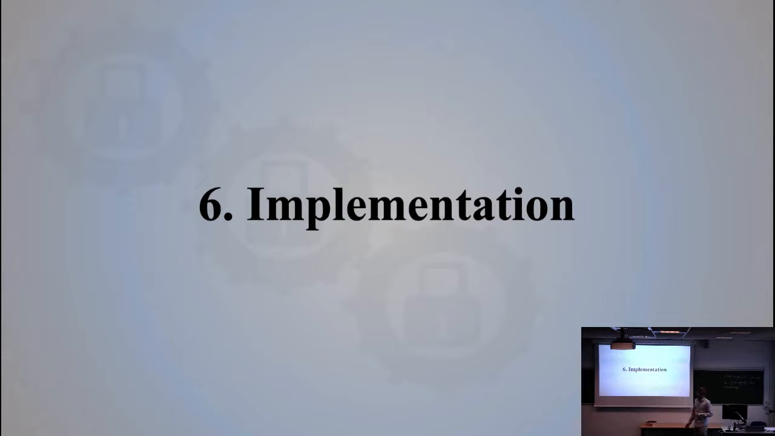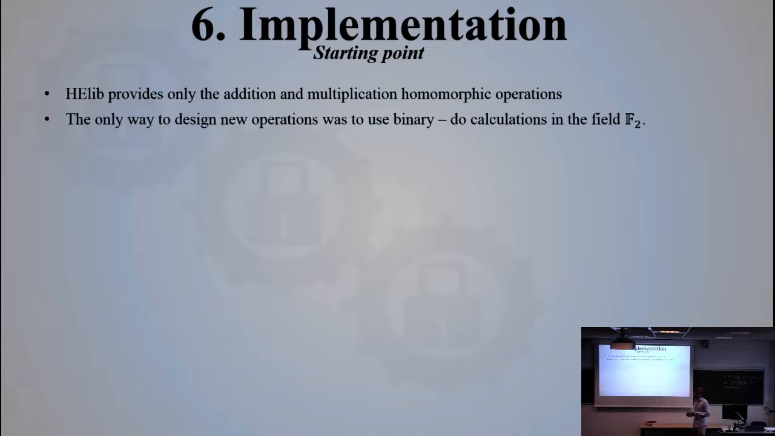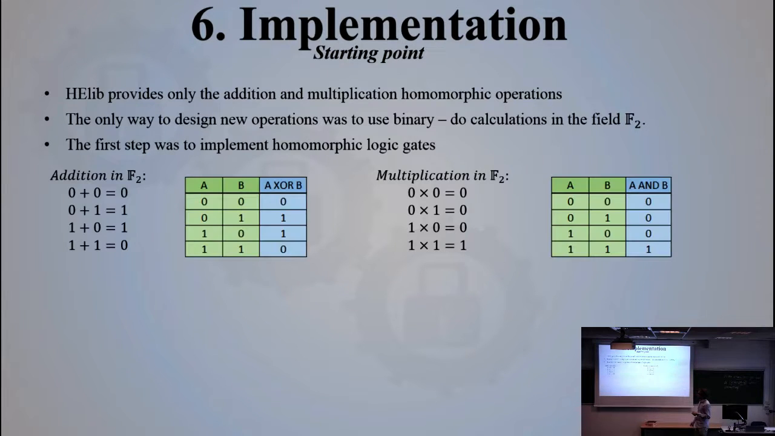Now, the implementation of the project. I will start with where I started, which is using what HElib provides to do logic gates. After a lot of thought, the only way to design your operations was to use binary, so you do calculations in the field F2. This means, as you can see, the addition in F2 matches an XOR gate, while the multiplication matches an AND gate. These are the first two gates I designed, and this was quite straightforward.